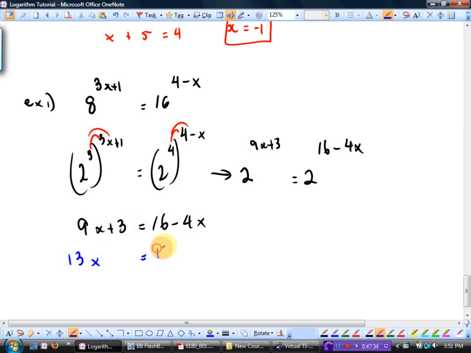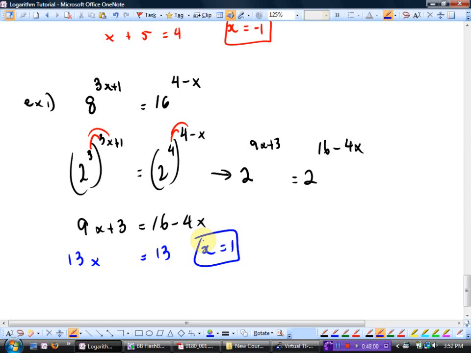And I think you'll minus. I think you're going to get 13x equals 13, don't you? Minus 3 from both sides. X equals 1. This would probably appear as a multiple choice, non-calculator section question.